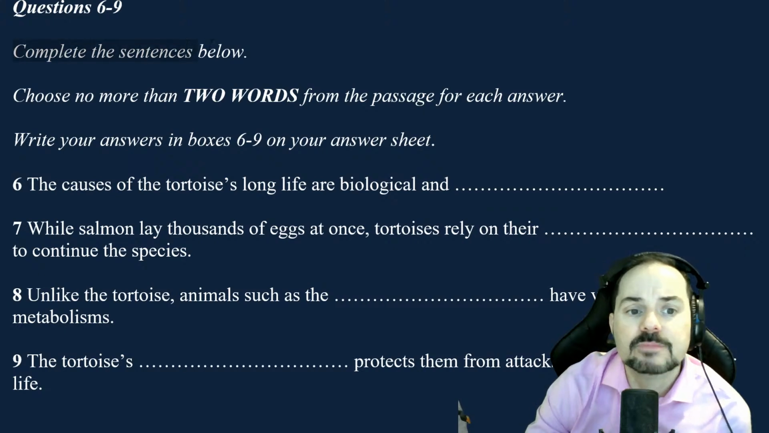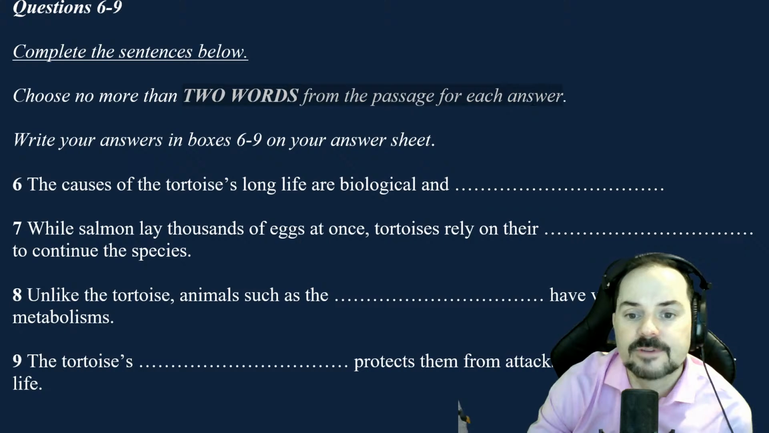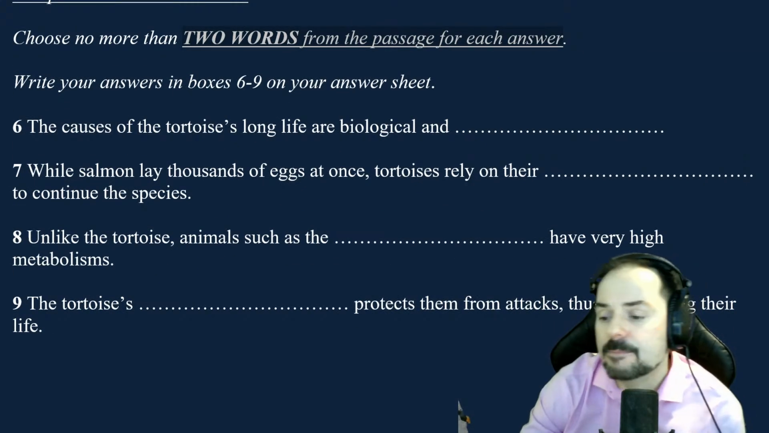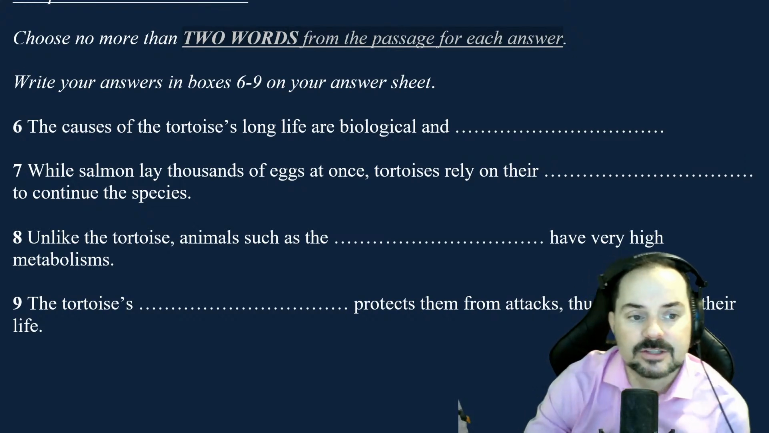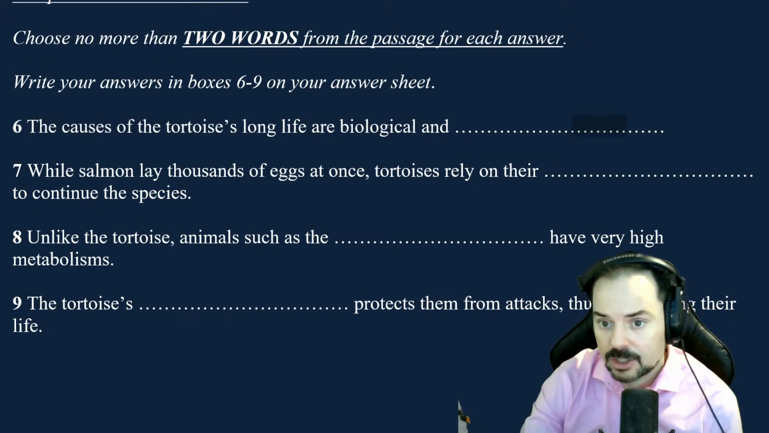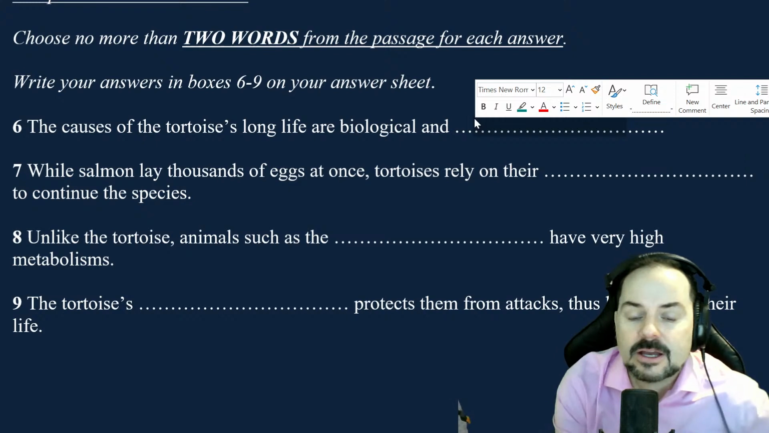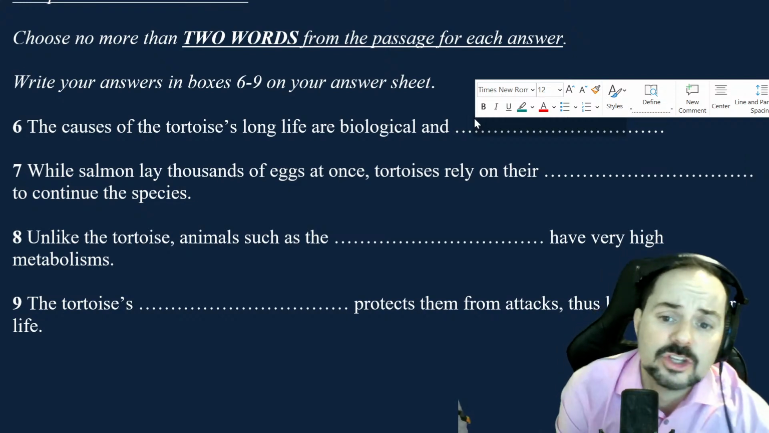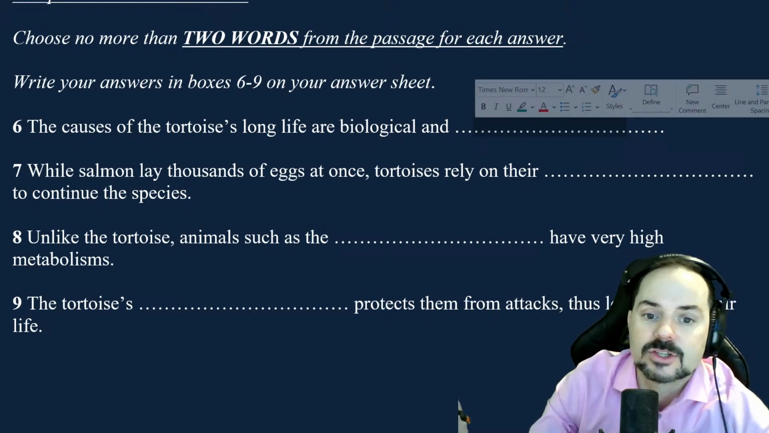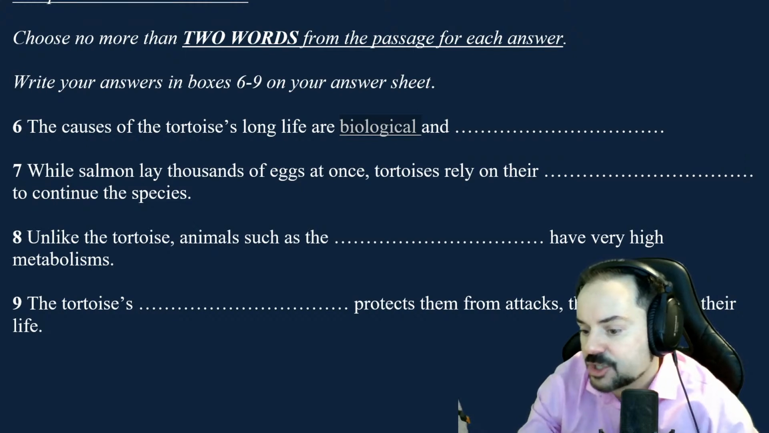Here we go. Complete the sentences below, okay? Choose no more than 2 words from the passage for each answer, all right? Number 6, members, just put your answers into the chat. So the causes of the tortoise's long life are biological, and you should not have to search or look for this in the text. You should basically remember this answer. However, it was in the beginning, and if I really needed to, I could search for the word biological, and that would help me. Fuang and Chayani have the answer.